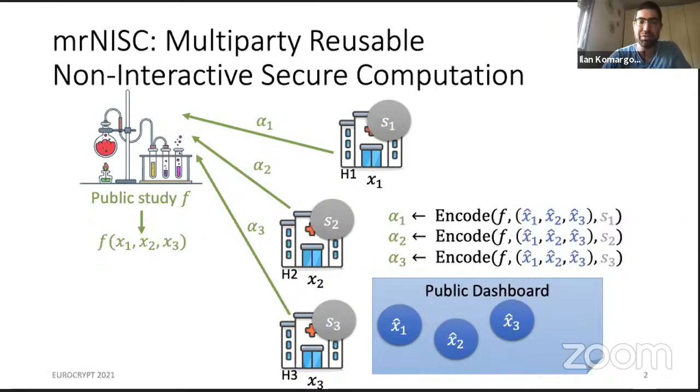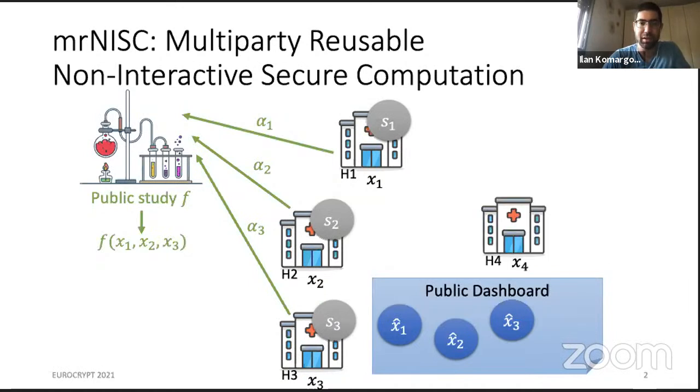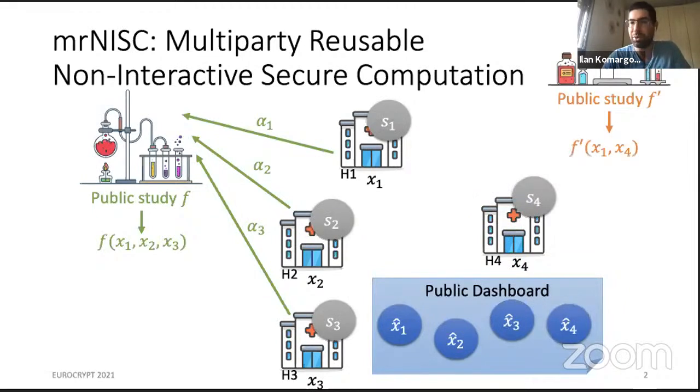We want to allow, for instance, somebody that comes later to join the computation at a later stage. Let's say it's hospital number 4 that has private input X4, and it will commit to its input, publish it on the public bulletin board, and later want to compute some function together with party number 1. They will be able to do it by sending just one single message from each party to a public evaluator that will allow him to compute the function f prime on x1, x4. So this is the motivating scenario for MRNISK, and this is what MRNISK basically is.